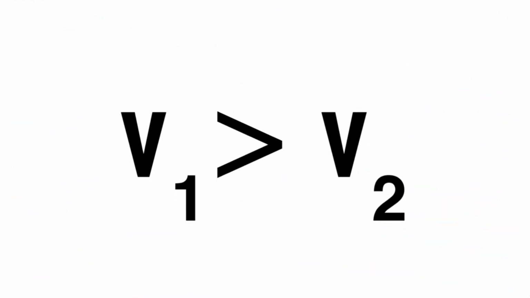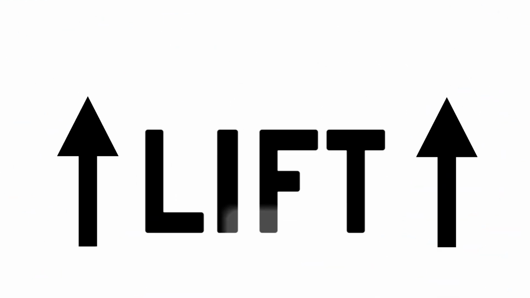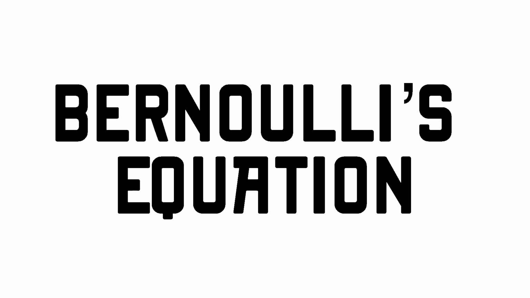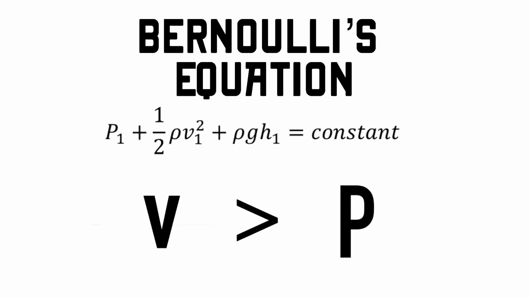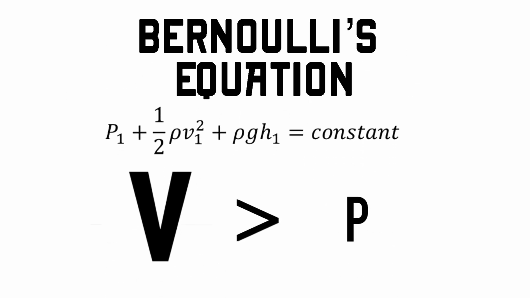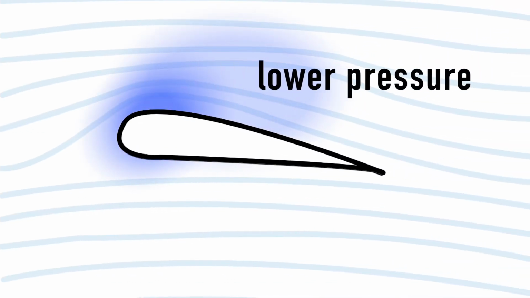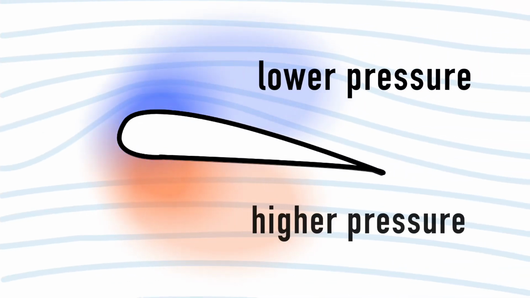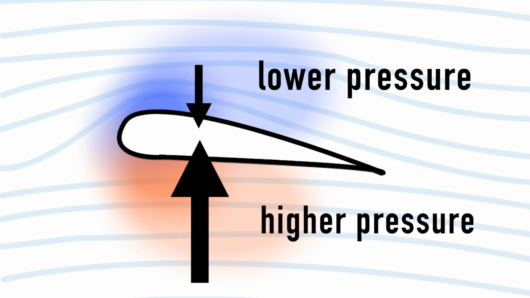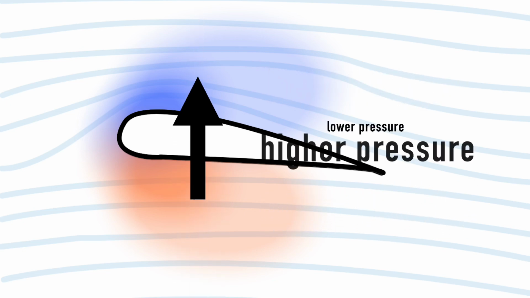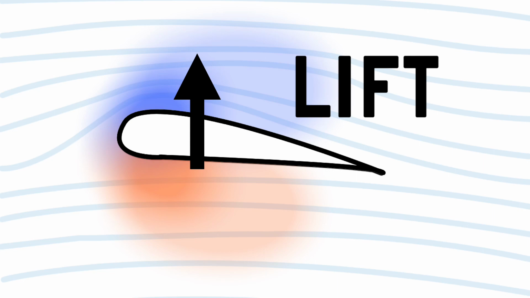These differences in velocity can then affect lift force through Bernoulli's equations, which explains that when velocity is higher, pressure must be lower and vice versa. This creates an area of lower pressure above the wing and an area of higher pressure beneath the wing, creating a pressure difference which supplies an upward lift adhering to the conservation of energy.